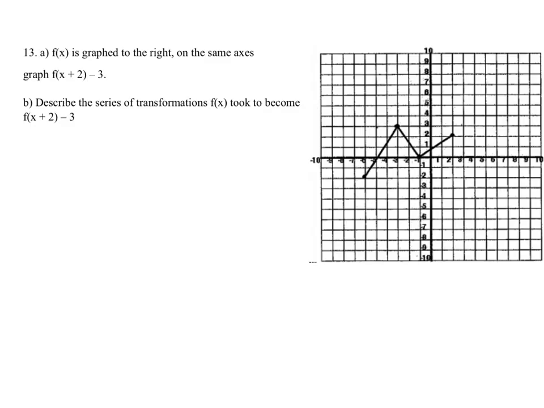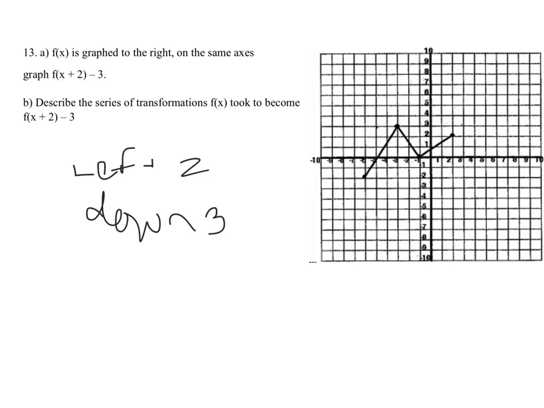So for the next one, it says f of x is graphed to the right on the same set of axes, graph f of x plus 2 minus 3. This is very simple. They just want you to move f left 2 and down 3. The reason why I know this is because this is inside the parentheses of the function. This is outside the parentheses of the function. You cannot put this into your y equals because there are two variables here, f and x. But what you can do is take f of x, which is right here, this weird shape, and do what they're asking, which is moving it, left 2 and down 3.